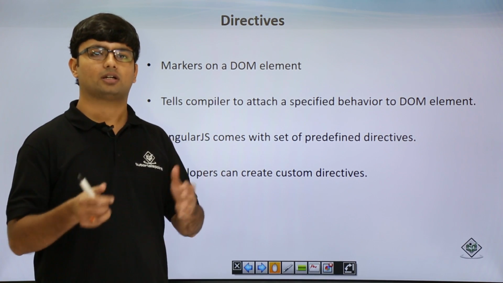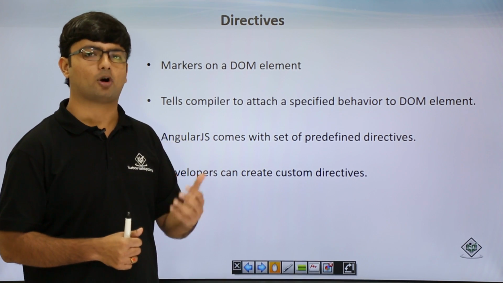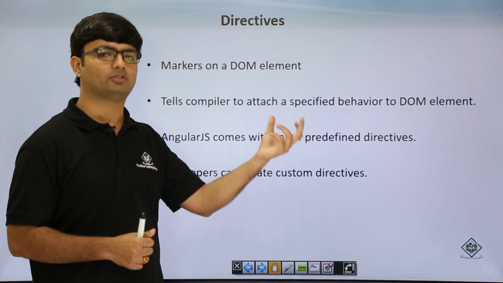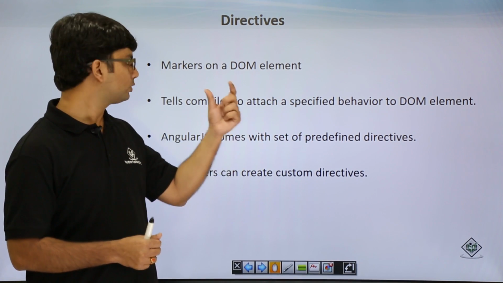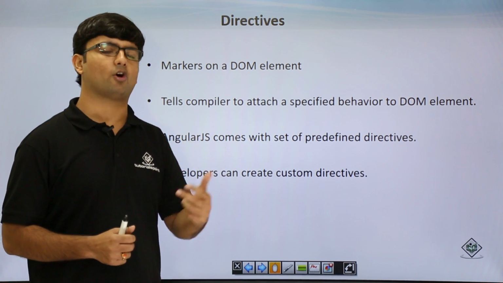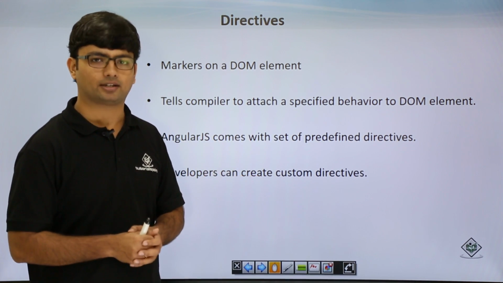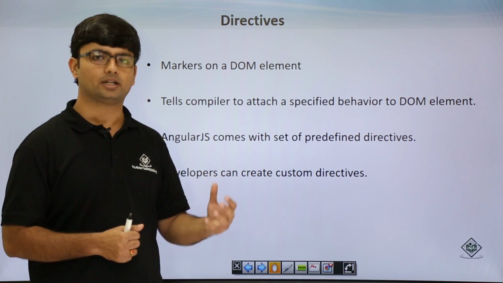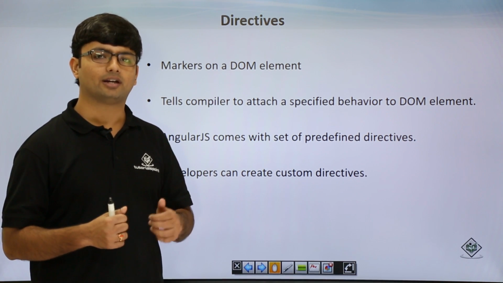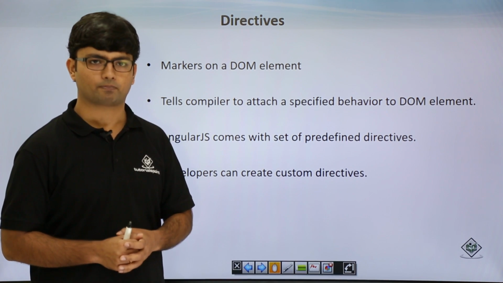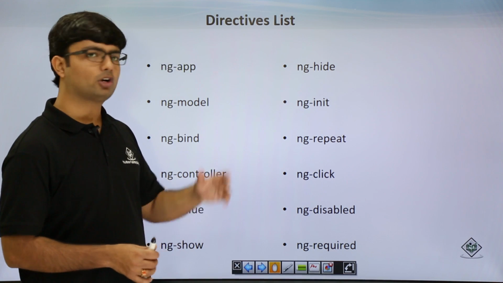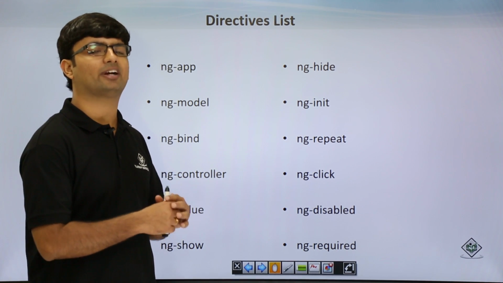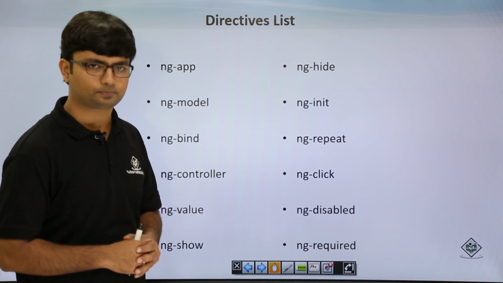Directives are nothing but markers in the DOM, that is the Document Object Model. You can use directives with any control or HTML tag, and they tell the compiler what exact operation or behavior is expected. AngularJS comes with a predefined set of directives, but if a developer wants, he can create his own custom directives as well. So let's see which directives are available. In this video, we will only focus on the predefined directives provided by AngularJS.